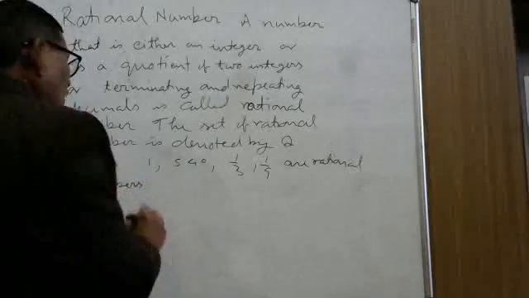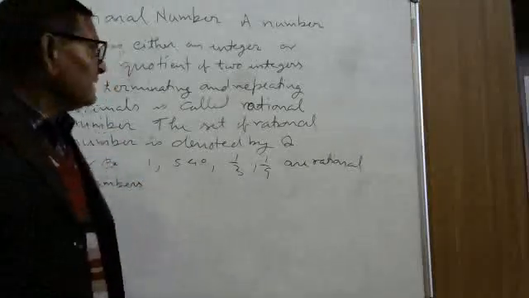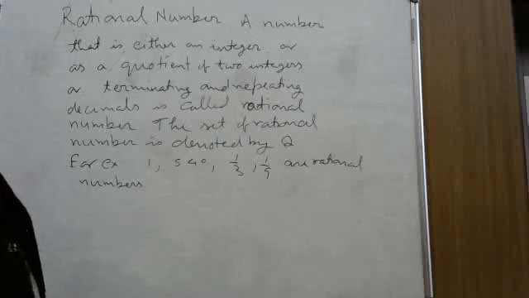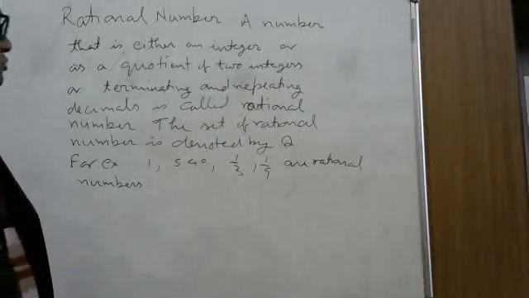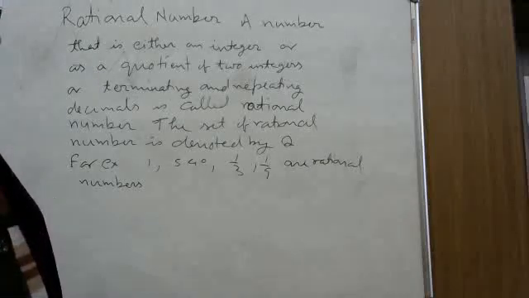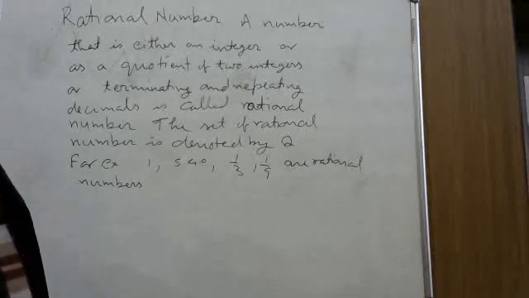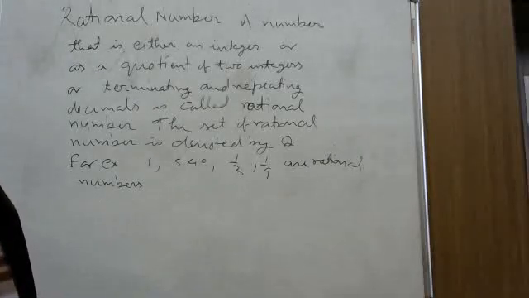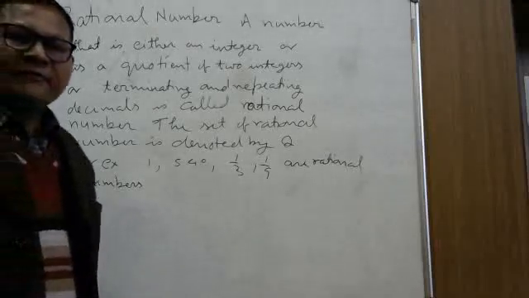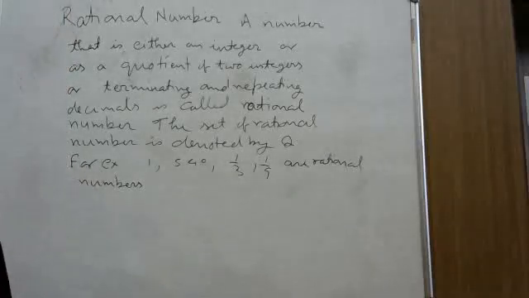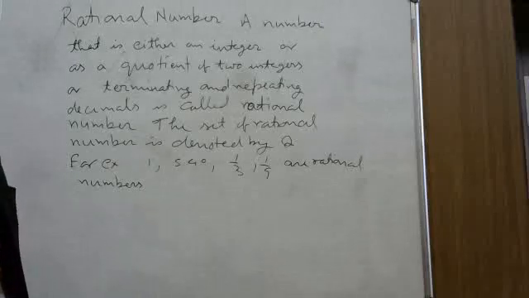Now I am repeating all the things once again. A number that is either an integer or a quotient of two integers or terminating and repeating decimals is called a rational number. The set of rational numbers is denoted by Q. For example, 1, 540, 1 by 3, 1 by 9 are rational numbers.